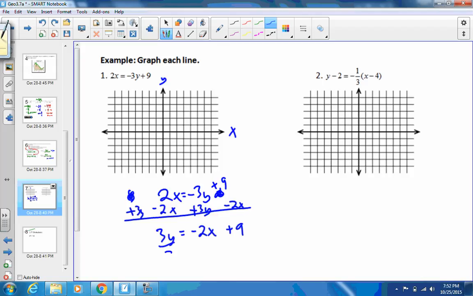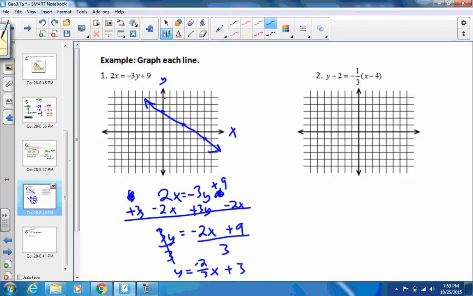The last thing you have to do is divide by 3 on both sides. So you have y equals negative 2 over 3 x plus 9 over 3, which is 3. Now that it's in true slope-intercept form, we can start with this y-intercept, which is 3. 1, 2, 3. We'll start there. And then we'll use the slope, which is down 2 and over 3. So that's rise over run, down 2 and over 3. Down 2 and over 3. And you need at least 3 points to show a line.